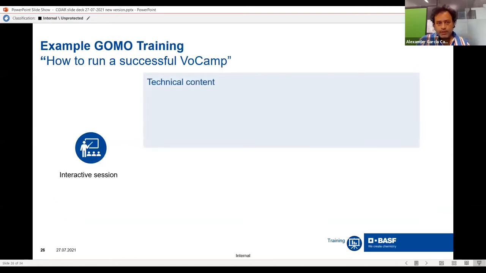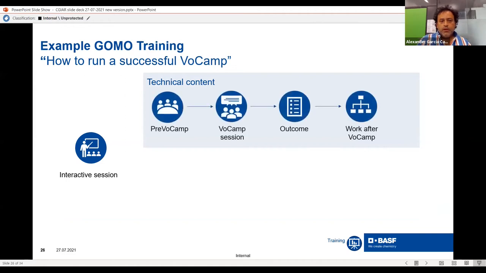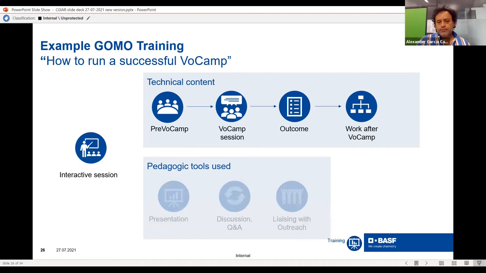An example for a training session also derived from bootcamps is, for instance, how to run a successful bootcamp. It is a training session that we are running now, where we explain, from the perspective of who is organizing the event, what should be considered before, what should be considered during the bootcamp, what is the expected outcome, what sort of pedagogic tools should be used, like for instance, when should you go about using PowerPoint, when should you stop using PowerPoint, when should you rely on other tools, like for instance, Microsoft Whiteboard.